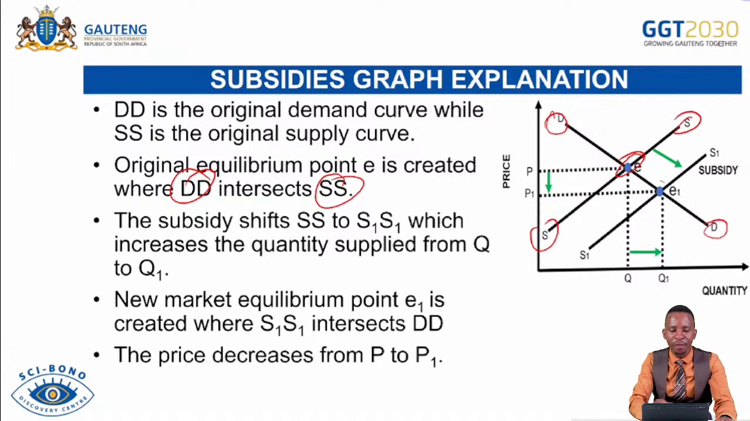The subsidy shifts SS to S1 with the increase in quantity supplied from Q to Q1. So as the subsidy is introduced, the supply shifts from SS to S1, and then the new equilibrium is created whenever S1 intersects with the DD. Then the new equilibrium is created, and the new quantity is Q1, and the new price is P1 down there.